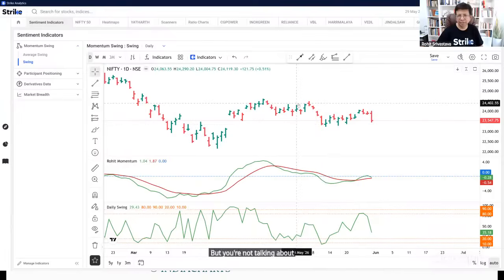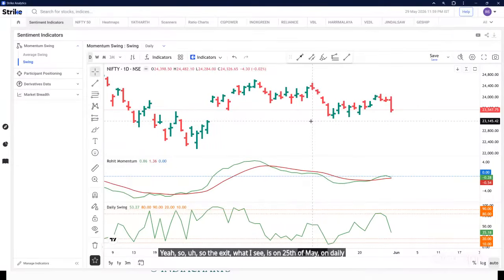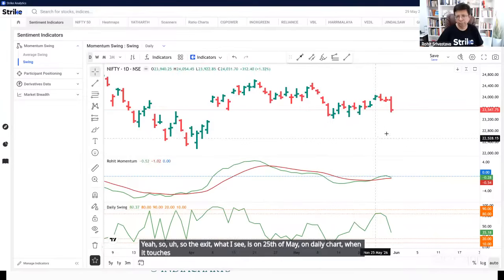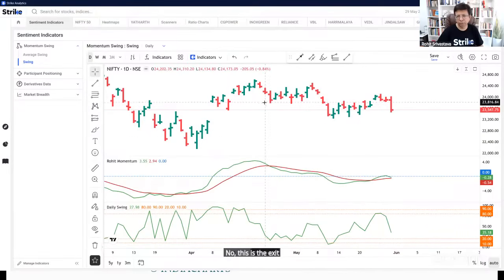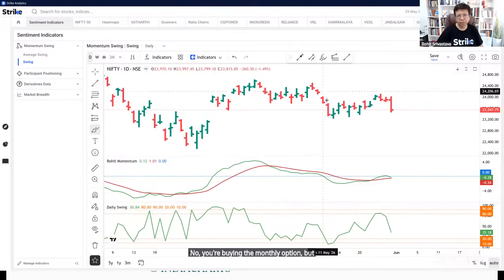You are not talking about an exit. Yeah, so the exit what I see is on 25th of May on daily chart when it touches 80. No, so this is the exit right now, but what about the one which occurred on 24th of April? So like we are buying for the month as advised, like, no, you're buying the monthly option, but your exit has to be when the trend ends.